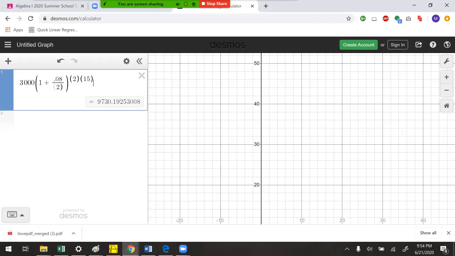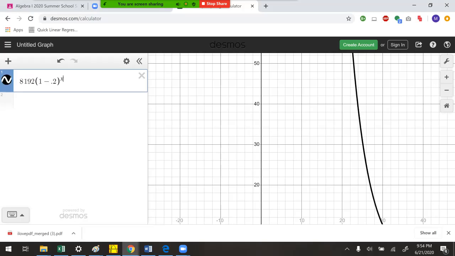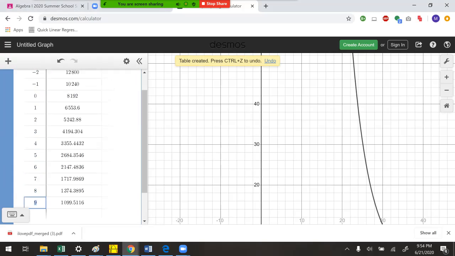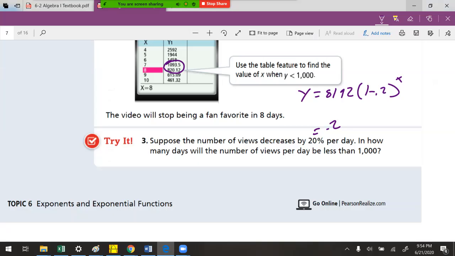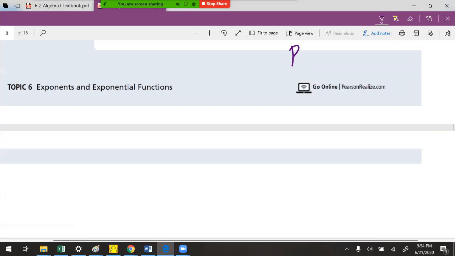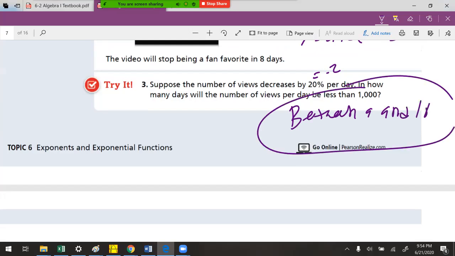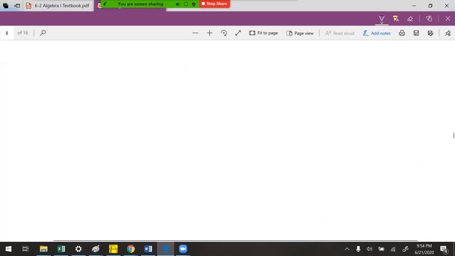And it's going to be a lot slower, okay? 8192 times (1 minus 0.2) to the power of x. Let's find the table. Got to keep going. Between days 9 and 10. Okay. Between 9 and 10. Okay, got it. Not difficult at all.